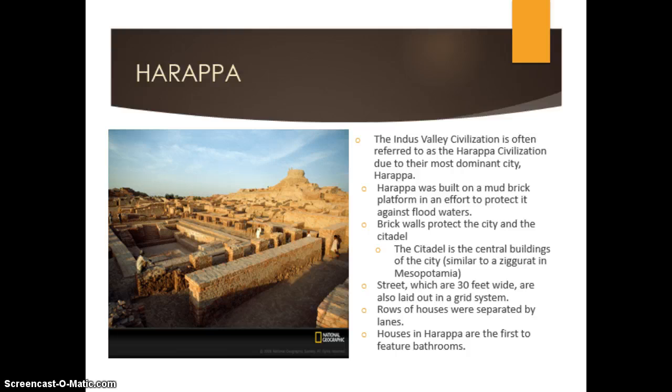And their streets were 30 feet wide and laid out in a grid-like pattern. The rows of houses were separated by lanes. So again, our first evidence of streets. Also, houses in the Indus Valley civilization were the first ones to use bathrooms. We know that they actually had the oldest plumbing system in the world.